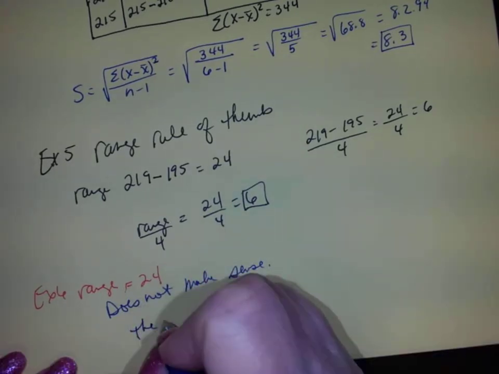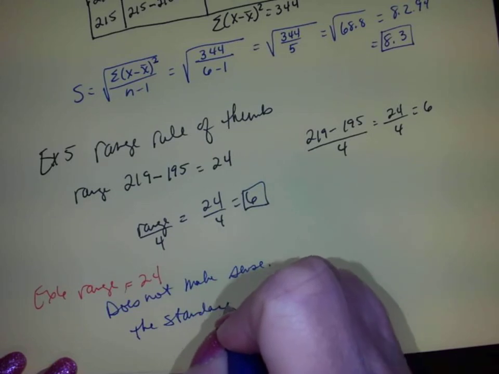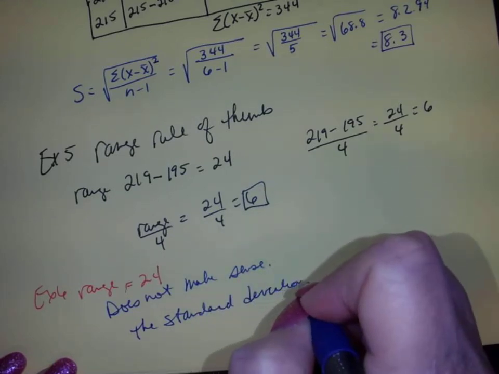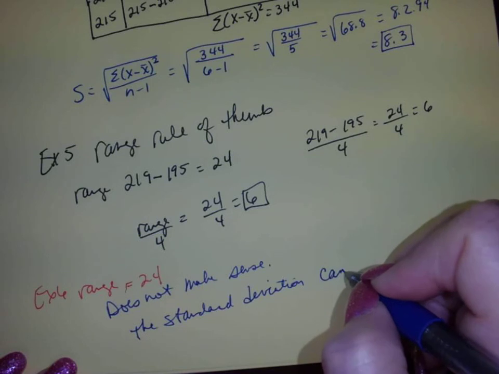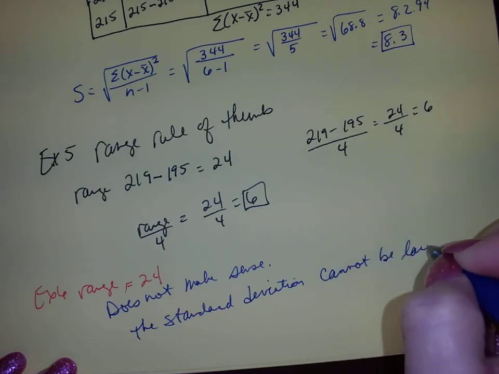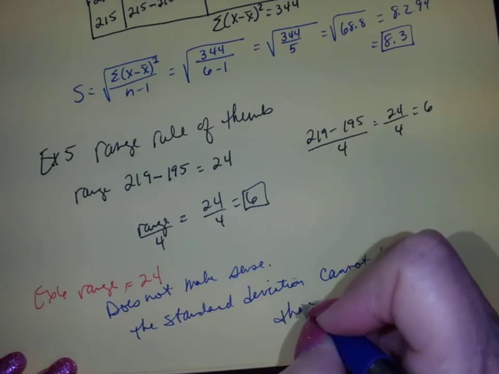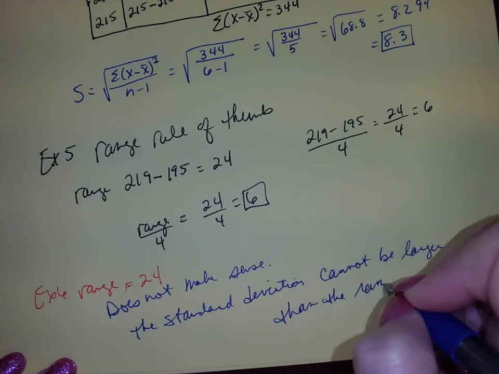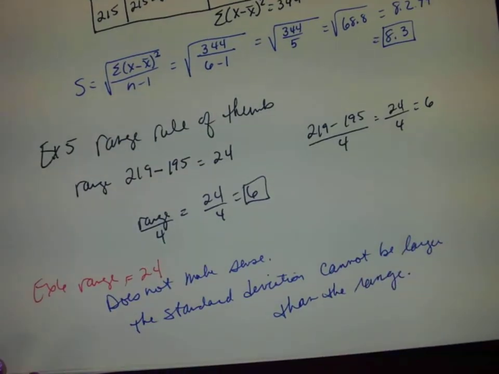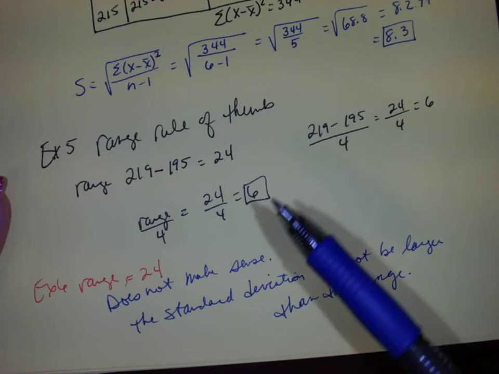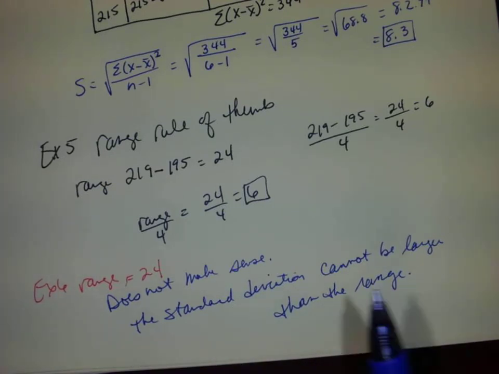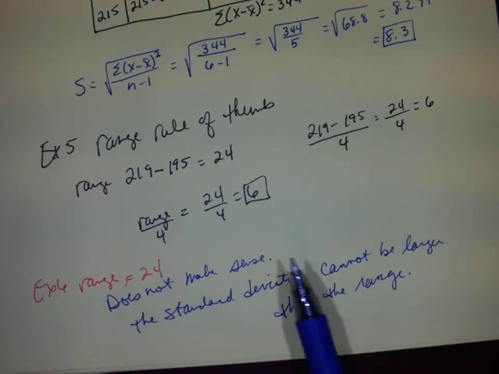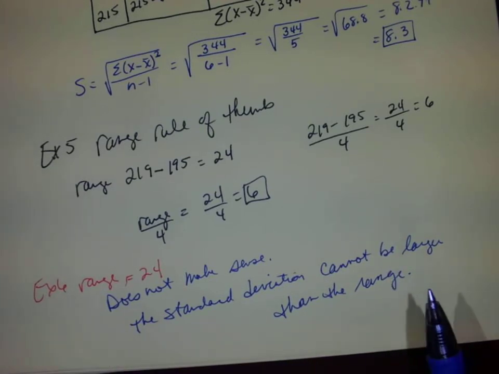The standard deviation cannot be larger than the range. Okay? Because as the range gets smaller, so will your mean. So that means that as your mean gets smaller, it will make everything else smaller. So it cannot be larger. There's just no way for it to happen that way. All right.